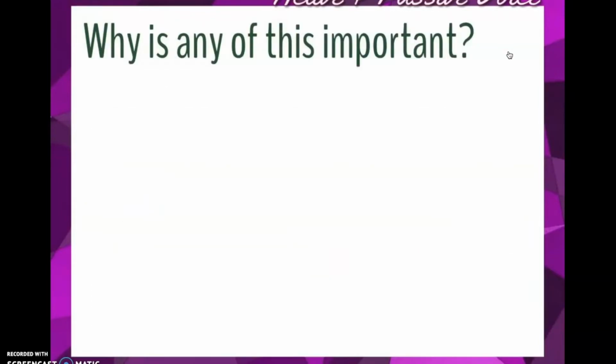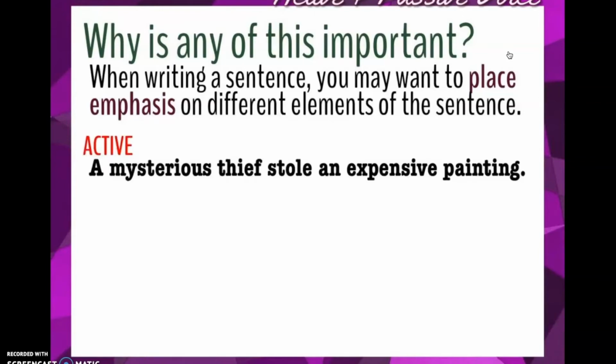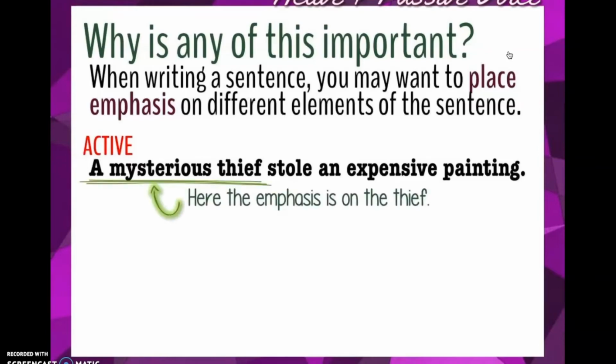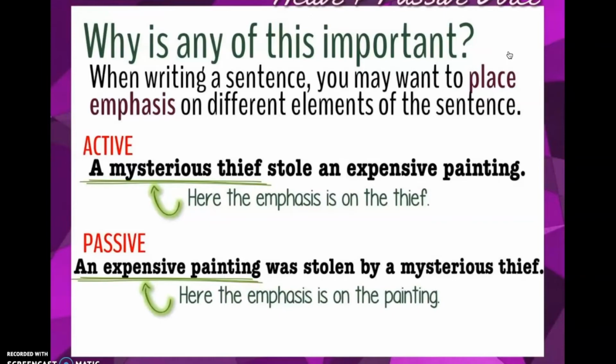Why is any of this important? When writing a sentence, you may want to place emphasis on different elements of the sentence. So that means that you want to make certain words seem more important than other words. So this is an active sentence. A mysterious thief stole an expensive painting. Here, the emphasis is on the thief. We're focusing on the thief in the sentence. Here is the passive version. An expensive painting was stolen by a mysterious thief. And this one, the emphasis is on the painting. So the passive sentence, we're making it sound like the painting is the main focus or the more important thing here.